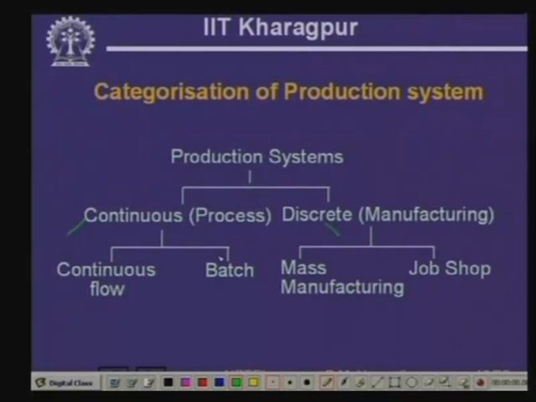Similarly, you could have a batch process where the product varieties are more in number, but the product quantities are less. Typically it is pharmaceuticals or let us say paints. So, you have a larger number of products, they are still continuous processes, but each gets manufactured in smaller quantities.